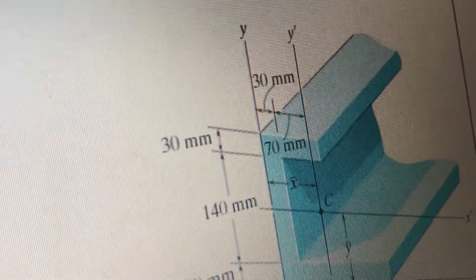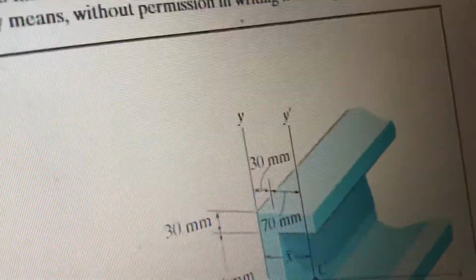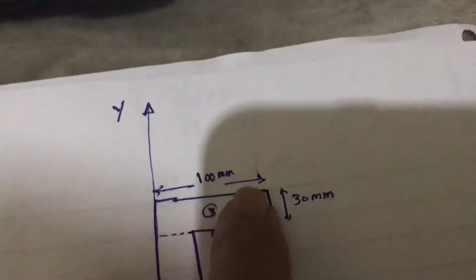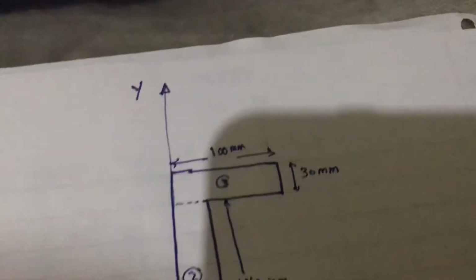And the other side, the top one, 70 and 30, and of course this is the thickness, 170 and 30 and then 30.